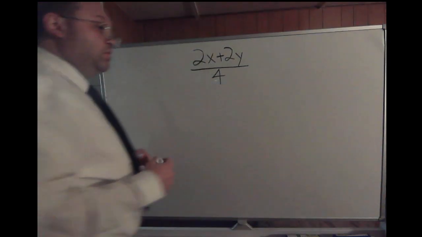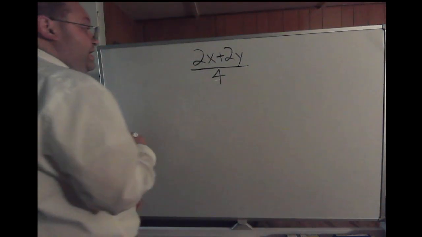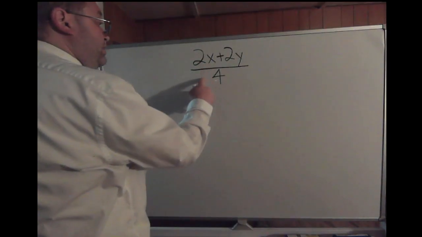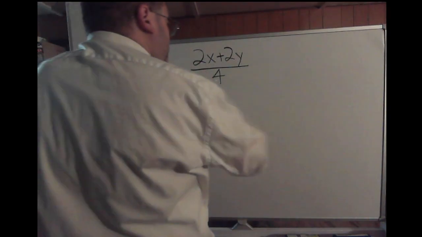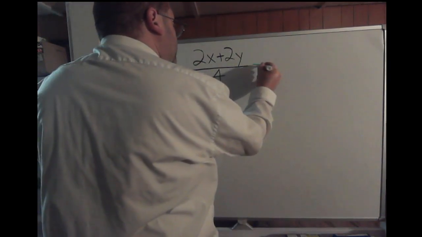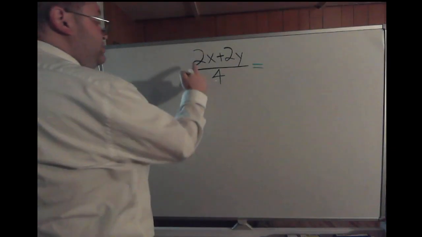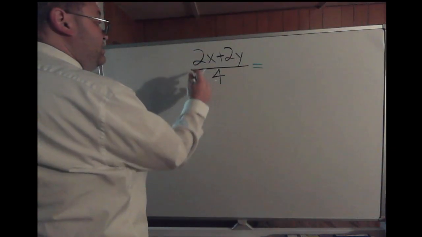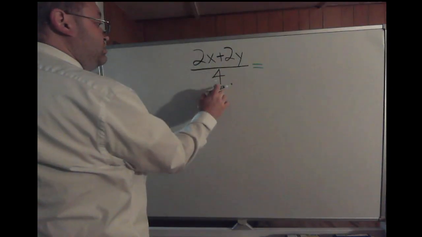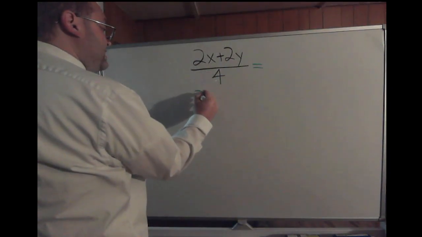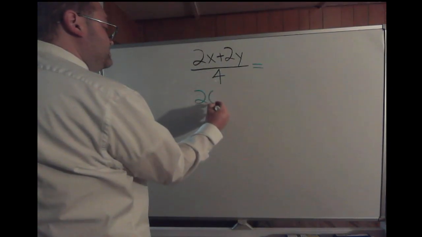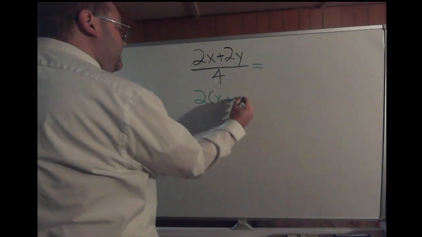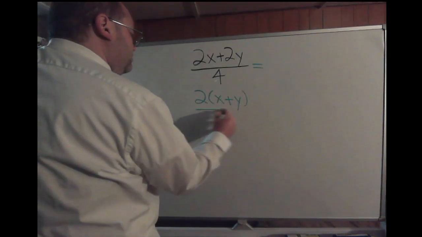Well, what you have to do to simplify is you have to factor out the numerator and the denominator. So let's go ahead and do that here. The numerator, we have a common 2 we can factor out. We have 2x plus 2y all over 4. We have a common 2 we could factor out. You'd have 2 times the quantity of x plus y all over 4.